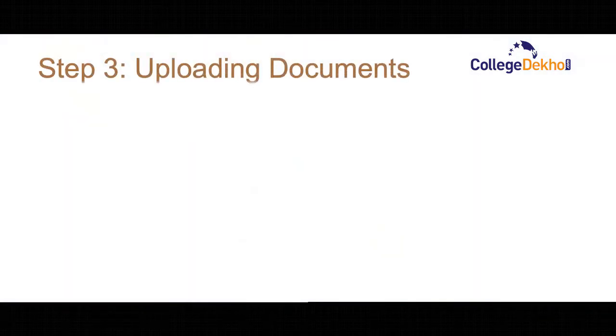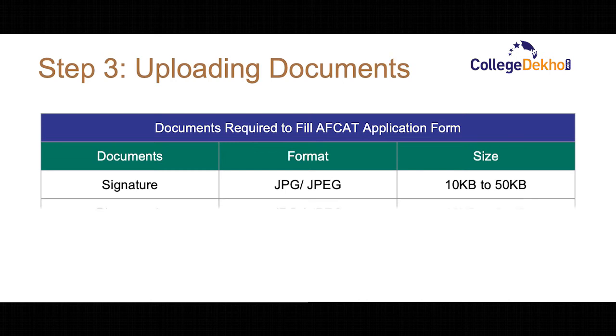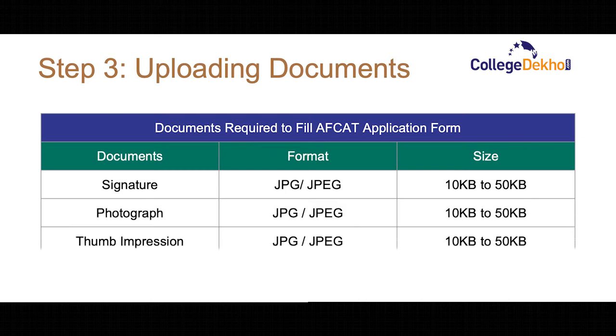You have to upload the scanned images of your photograph, signature and thumb impression on the application form. Male candidates have to upload left thumb impression while female candidates have to upload the right thumb impression. The size of scanned file should be between 10 KB and 50 KB and the images should be in JPEG or JPG format. Once done, you can click on the submit button.